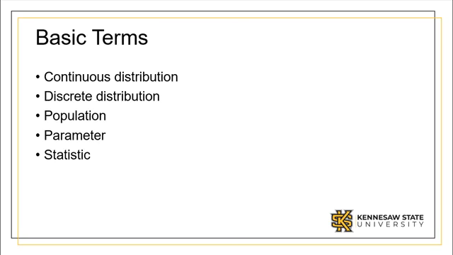A population is a set of all possible outcomes from an event or experiment. We will select a sample from a population. Parameters are numerical values associated with a population. A statistic is a numerical value associated with a sample.